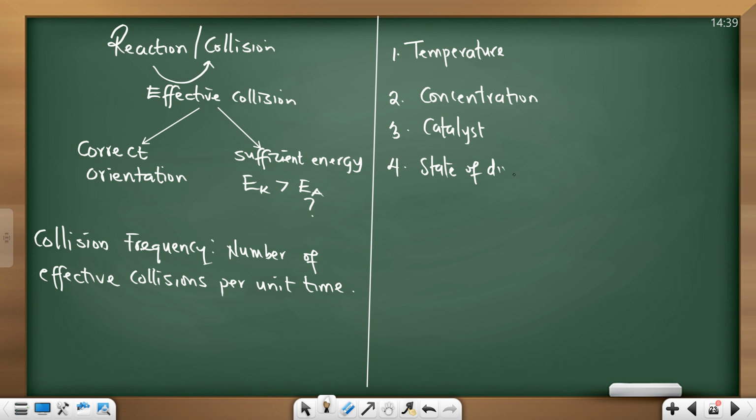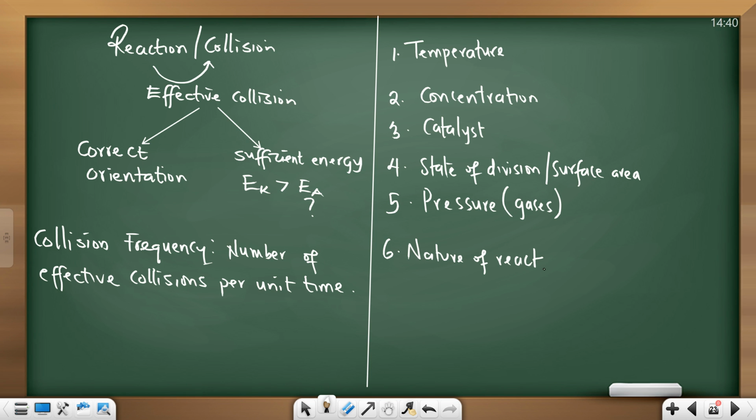And what is the state of division? We're talking about the surface area. Number 5, pressure. But pressure only affects what? Gases. And number 6, nature of reactant. And the nature of reactant, I can actually explain that in 2 forms. Number 1, reactivity. And number 2, percentage purity.